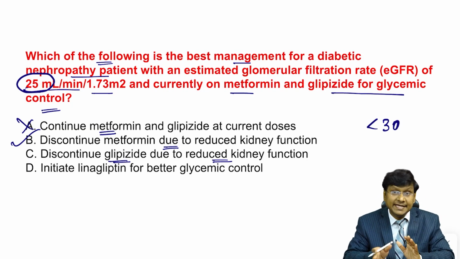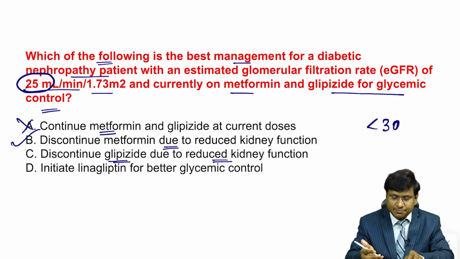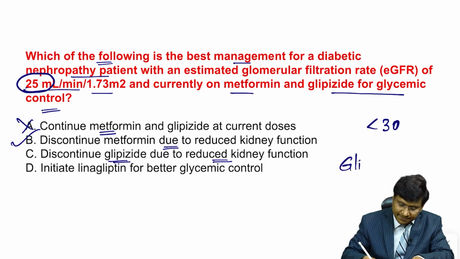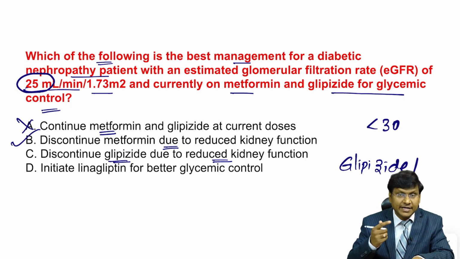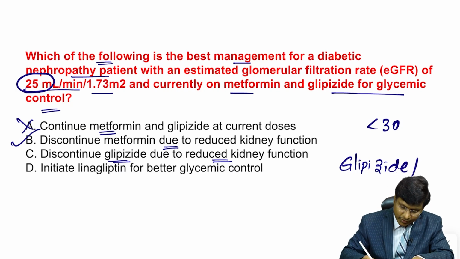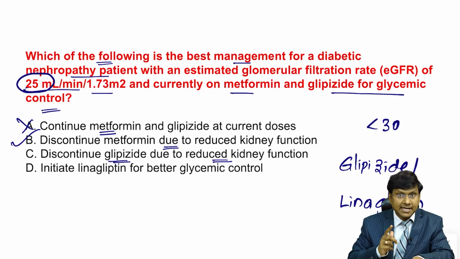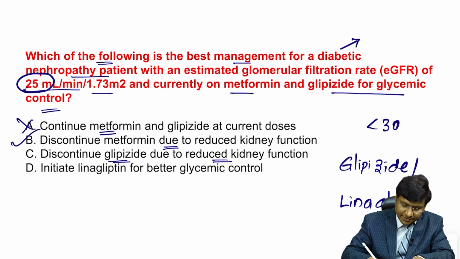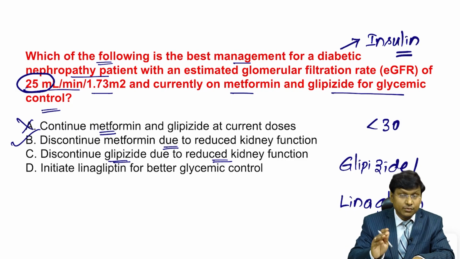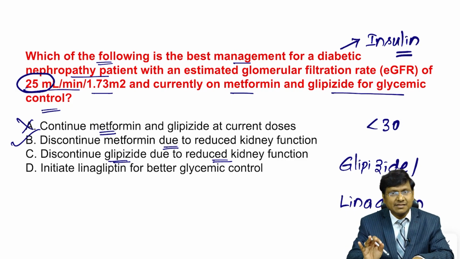So let me tell you, in spite of renal failure, among the oral hypoglycemic agents that can be given in the treatment of diabetes mellitus, you can continue glipizide, right? And if the patient is not willing to take insulin, then you can give linagliptin, right? Otherwise, in patients with diabetic nephropathy, the best drug to control blood glucose will be insulin. Insulin is considered the best drug.